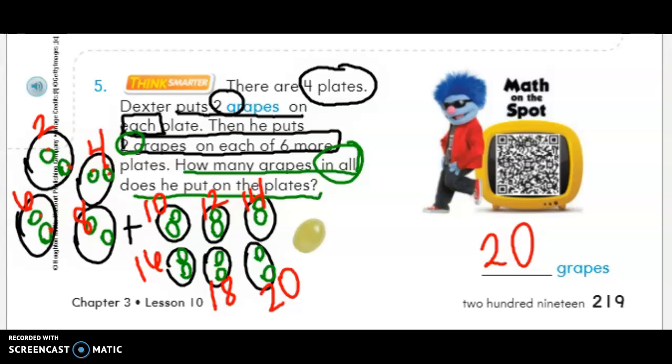2, 4, 6, 8. 8 started us off, and then 2, 4, 6, 8, 10, 12 was in the second group. So 12 and 8 is 20. So there's a few different ways you can think about it. I think the easiest is counting by 2s.